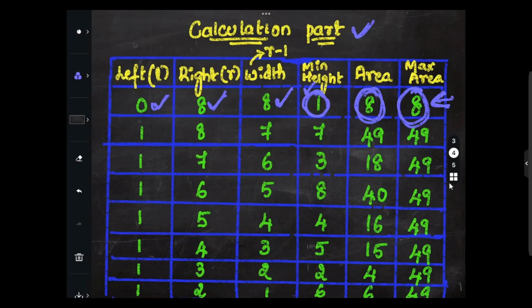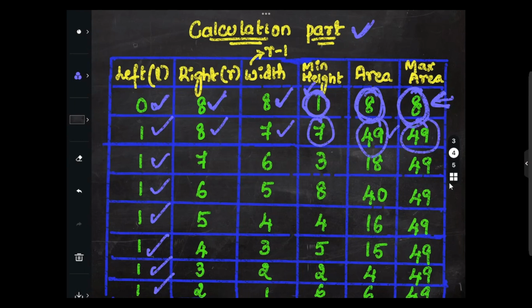Same thing we have to do for all the things here. You can just check it out. Next, left we will be considering 1. For all the steps we'll be considering 1. We are having the width decrease by 1 at each step, so left pointer is 1 and right will be 8, 7, 6, 5, 4, 3, 2 in that way. Next, right will be 8 itself. Width will be 7 in this case. Minimum height is 7. 7 into 7, 49 we got. Now area is 49. Max area we will update to 49.